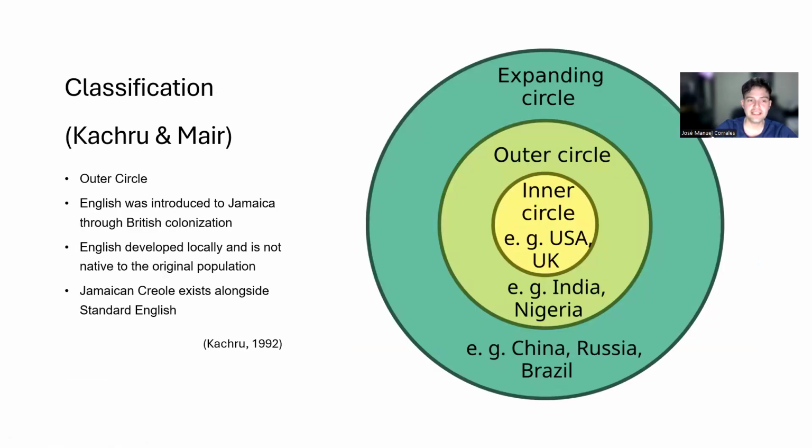So, what is the classification in the Kachru classification? Basically, I would like to say that this Creole is positioned in the outer circle because English was introduced to Jamaica through British colonization. English developed locally and it is not native to the original population. This is why it is considered the outer classification. And Jamaican Creole exists alongside Standard English.